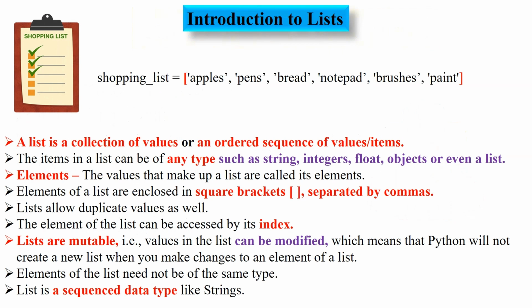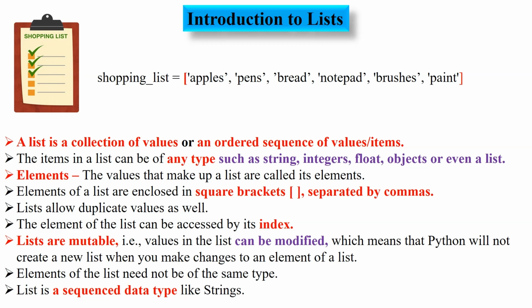Suppose you are planning to visit the nearby store to purchase your daily needs. What is the first thing you'd do? Yes, you'd probably write down a shopping list. Python also has a built-in data structure called list that's very similar to your shopping list. So let's go ahead and learn more about Python lists and see how they're analogous to our shopping list.